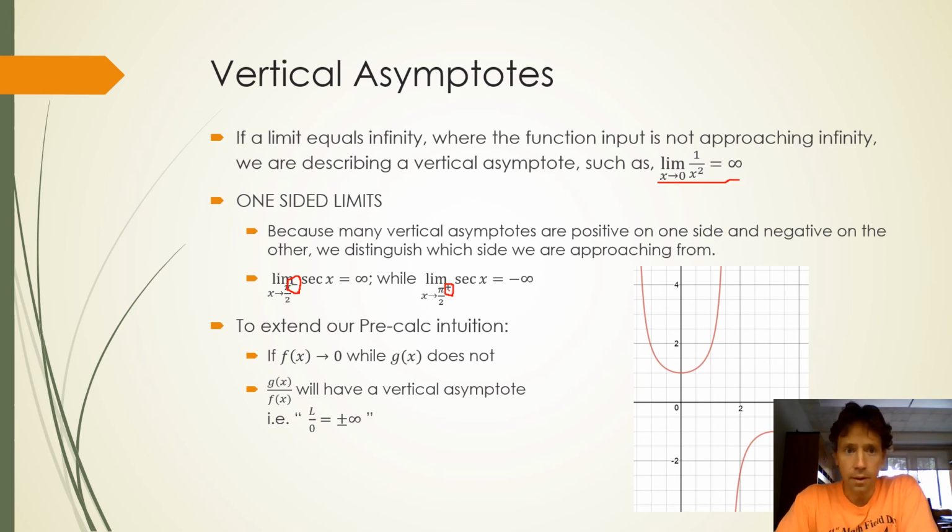And we'll have some precalc intuition which we can extend. In general, if you have two functions and f approaches 0 but g does not, then the quotient g divided by f will have a vertical asymptote wherever f approaches 0. Whenever that happens, you'll have to analyze the left and the right side of that asymptote and figure out if the function is positive or negative near that point.